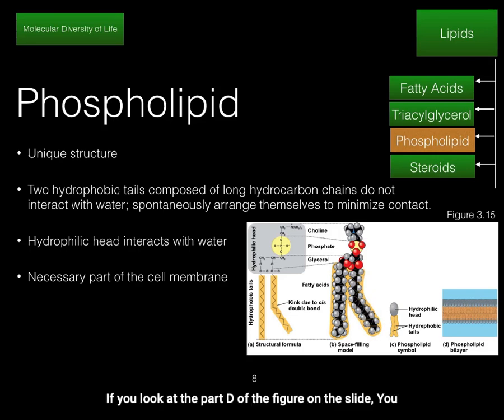If you look at part D of the figure on the slide, you can observe that the hydrophilic heads are arranged to interact with the outside of the cell and the inside of the cell, both environments that contain water. The tails then form a layer in between the two heads. This arrangement allows the cell to be selective about what is allowed in the cell and what is not, keeping the cell healthy.